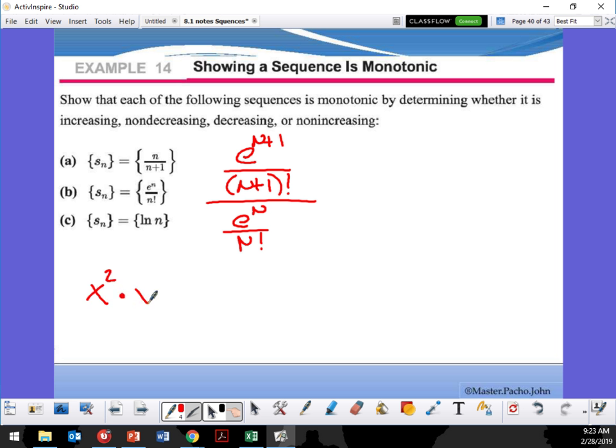x squared times x cubed gives me x to the fifth, right? So could I also rewrite that as x to the 2 plus 3? Yes, I can. So from here, can I separate that? Algebraically, I could separate those. So I'm going to say that this is going to turn into e to the n times e to the 1. Okay, there's a little bit of algebra there, over n plus 1 factorial.